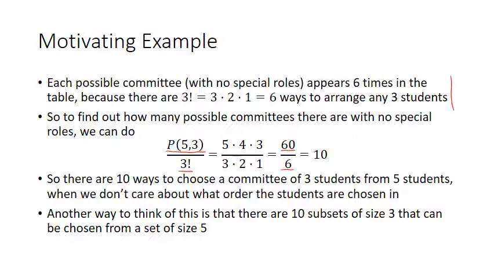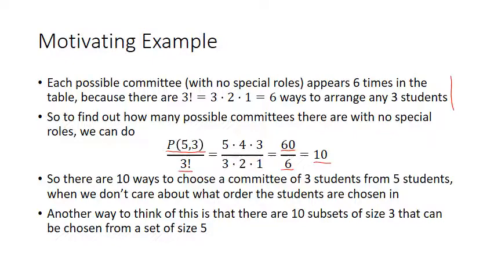So that makes every 6 outcomes just collapse into one outcome. And so you have 10 outcomes in total, and that was the 10 columns in the table. Okay, so there are 10 ways to choose a committee of 3 students from 5 students when we don't care about what order we get the students in. And the fact about the order is corresponding to the special roles. So if we don't care what order the students come in, we're not going to use that to assign them to any roles, then there are only 10 ways.